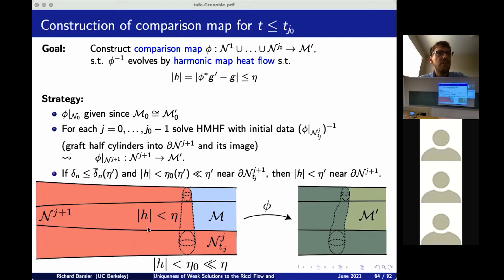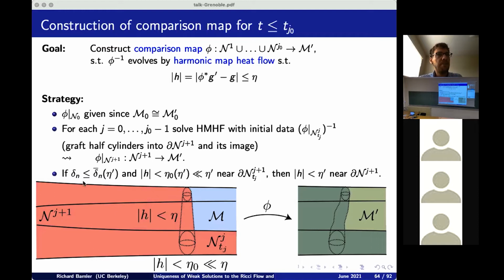Okay, so if H is very small in this region, and if we know that both flows are sufficiently cylindrical in this region, then H is smaller than eta prime near the boundary, somewhere near the boundary. I'm being a little imprecise, for all times past time tj. Okay? And so the idea to prove this is via some kind of limit argument.